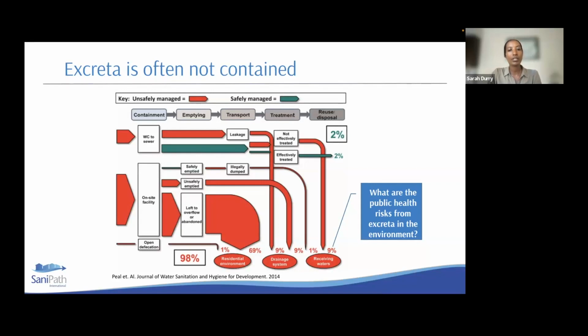Our exposure assessment work and the SaniPath tool focus on what happens to that 98% of excreta or fecal sludge that is inefficiently treated or not treated at all prior to being released into the environment. Where does it go? How do people get exposed to it? What are the public health risks from excreta in the environment? What do public health authorities need to know in order to effectively intervene and protect public health?